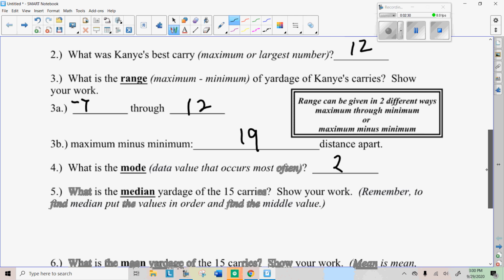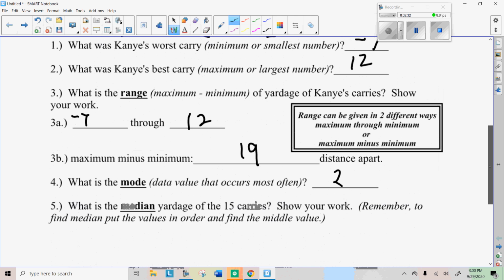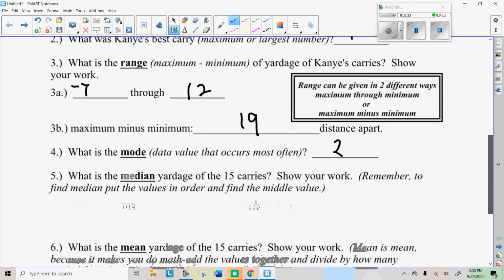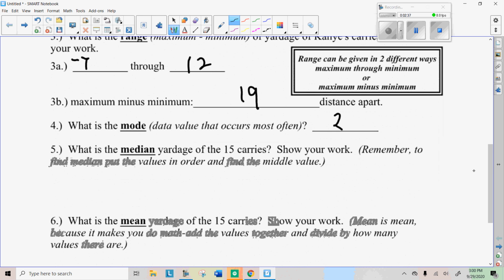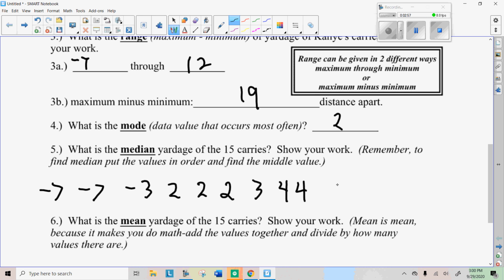The median yardage, now to do that, we're going to put the numbers in order from least to greatest. So, you would number them like this, -7, and you can't forget any of them. So you have to list every one. And what I do is I cross them off as I go. That helps me know whether I have them all or not. There's 3 2s. Next, then there's a 3 and 2 4s. Then there's 2 5s, 2 6s, and an 11 and a 12.